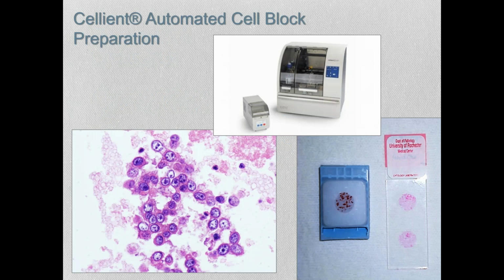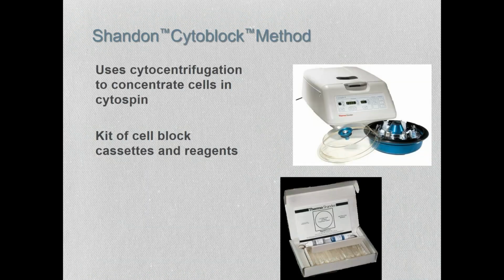There are some automated techniques. The Cellient is one of them. It's especially good for small tissue fragments. It is made directly from a ThinPrep vial. It's automated, and the average time for each cell block is usually approximately 45 minutes. The Cytoblock system simplifies the preparation of a paraffin block from a kit and can be used for a variety of specimen types.